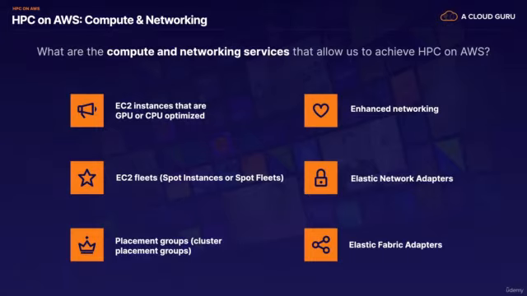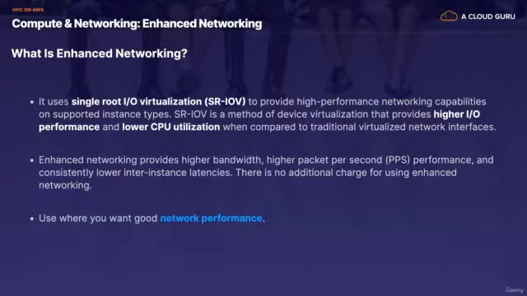And then moving down from the compute layer to the network layer, we have this thing called enhanced networking. And enhanced networking consists of elastic network adapters, and we'll have a look at that in a couple of slides. And then we also have elastic fabric adapters. So what is enhanced networking?